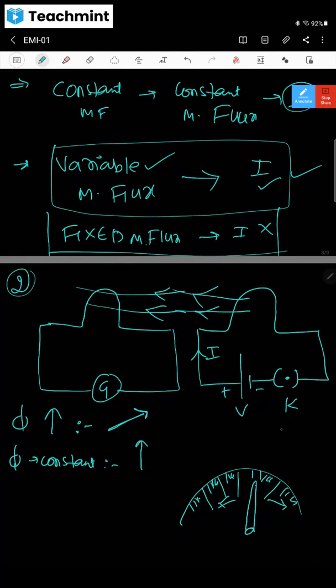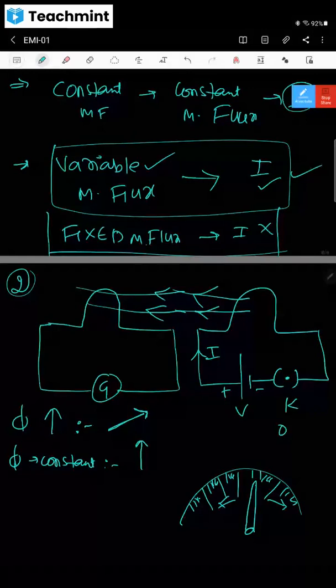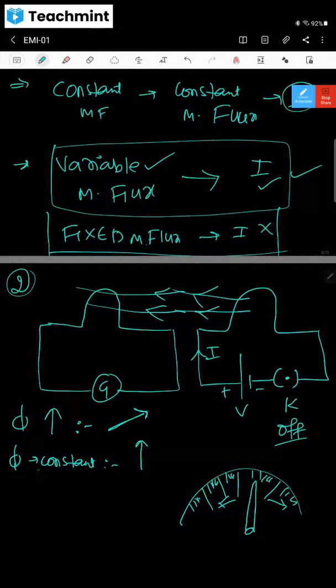Now, this key is turned off. Turned off means it is removed. Then what will happen? Current will decrease. Current is decreasing means the magnetic field will also reduce. Due to the magnetic field reducing, magnetic flux will also reduce. Then he saw that the galvanometer showed opposite deflection.